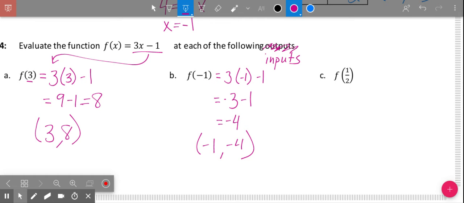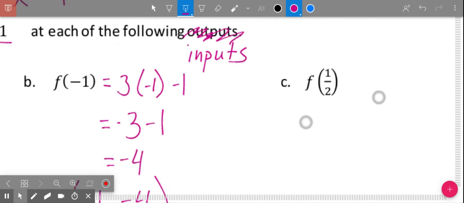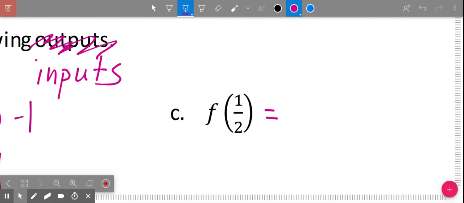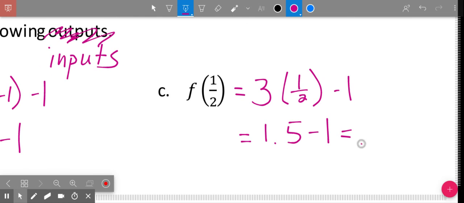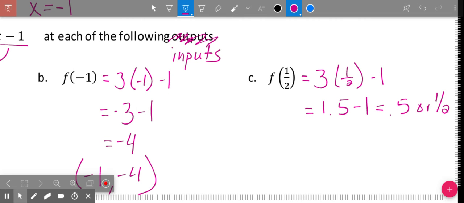And then the last one you have is 1/2. So now we're going to plug in that wonderful fraction. So I'll have 3 times 1/2 minus 1. Well, half of 3 is 1.5 minus 1, which will give me 0.5 or 1/2. So they're both 1/2. That'll give me the point 1/2, 1/2.